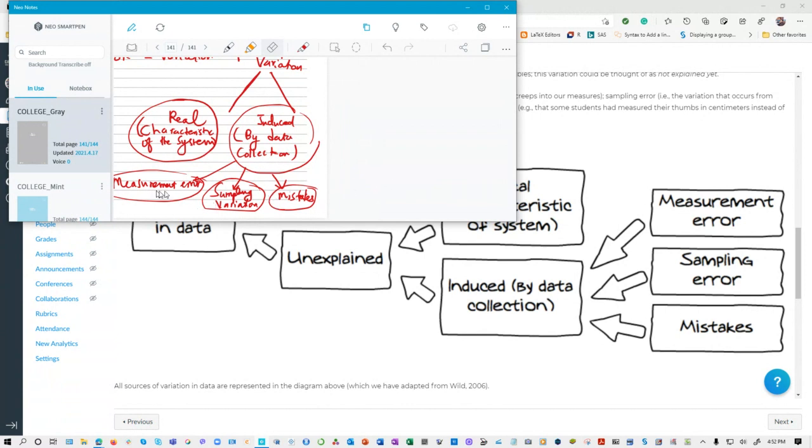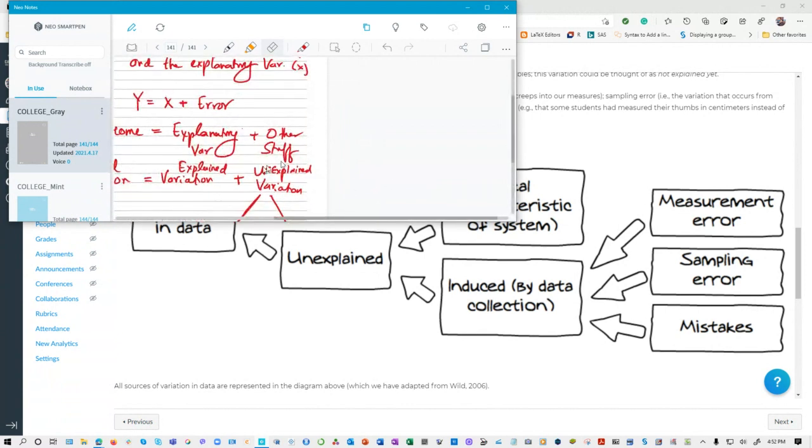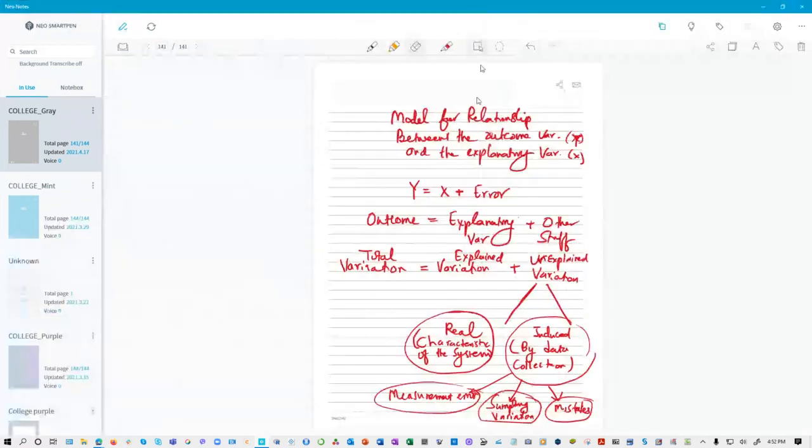That's how you're going to see the variation. Those variations we're going to talk about later on, and we're going to give a mathematical explanation for this one. That's how it works. We're going to talk about the outcome. Outcome means the total variation. Due to the explanatory variable, it is called the explained variation. But it's not only that one in this discussion. There is some unexplained variation as well, due to the real and the induced by data collection.